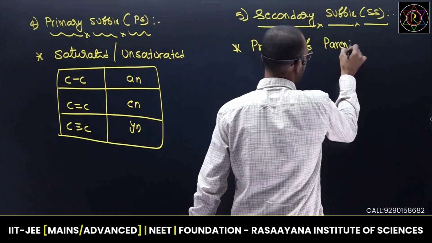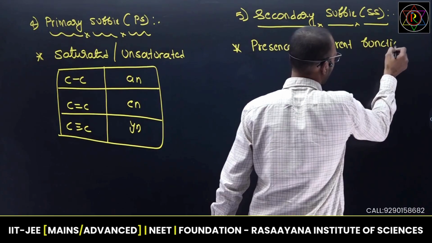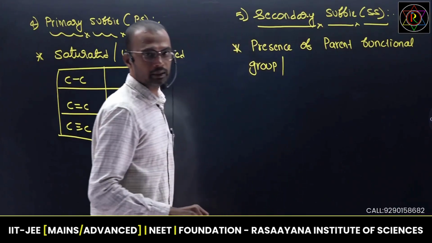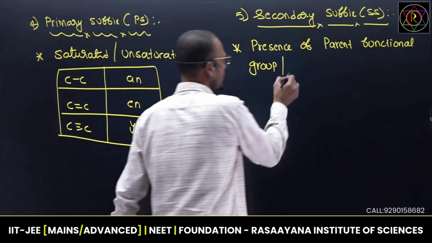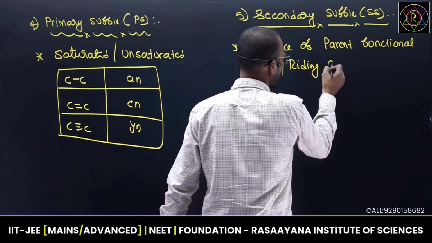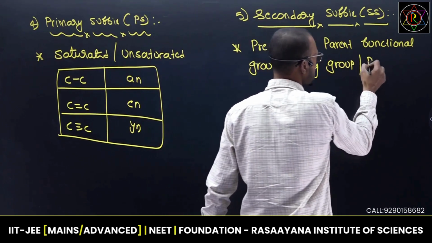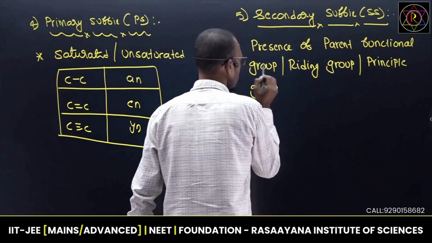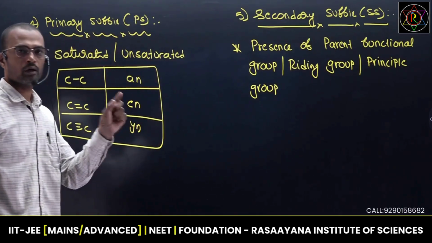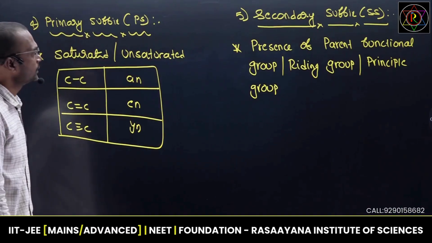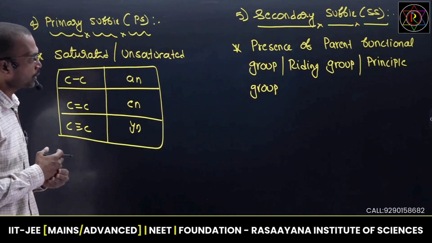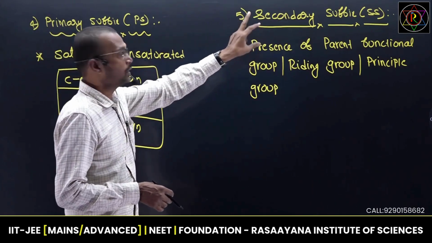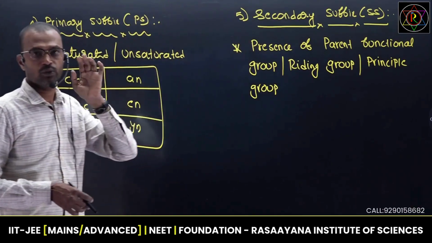Secondary suffix tells about the presence of the parent functional group. Otherwise I can simply say parent nuclei, or you can say principal chain, principal group, or principal functional group. It is the starting point for giving nomenclature or numbering. So the presence of the parent functional group or principal group is nothing but the secondary suffix. If you know the secondary suffix clearly, it will be very easy to write the secondary prefix.